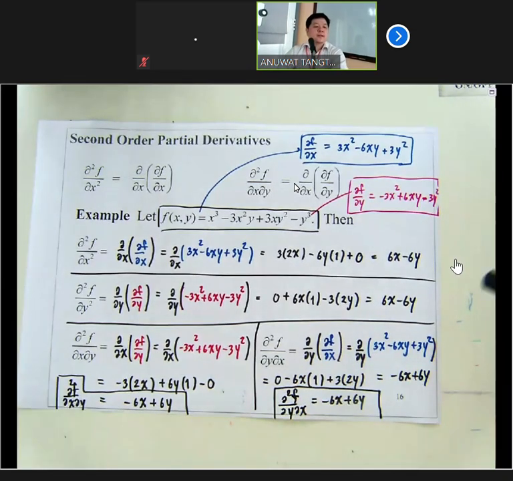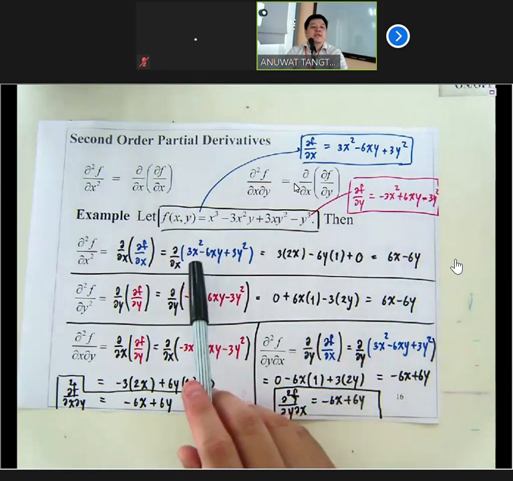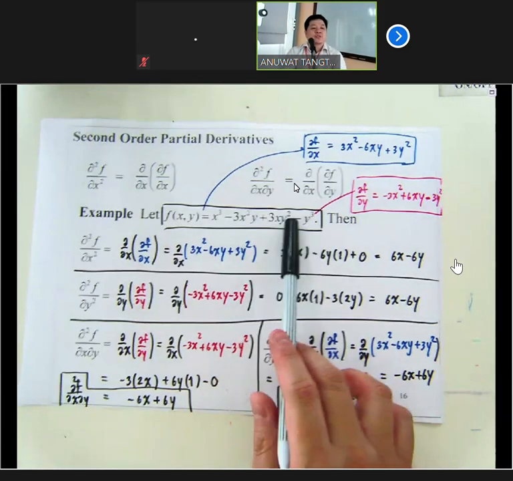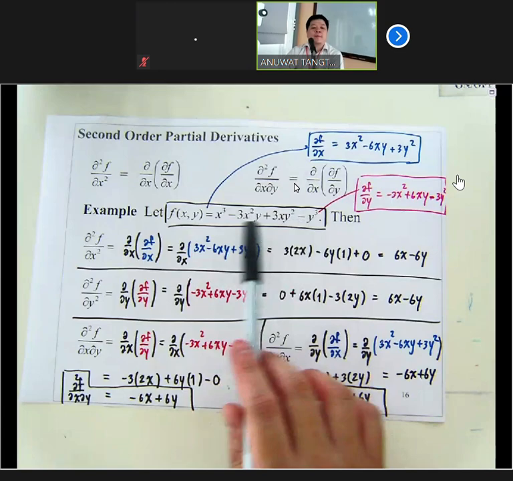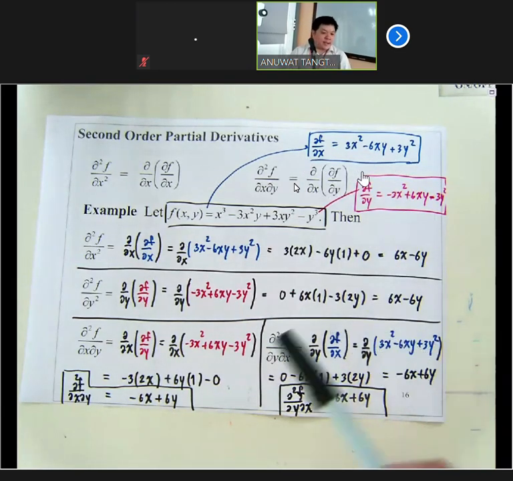So in this example, the functions are quite symmetric between x and y. That is why the second order derivatives come out to be the same. And the mixed partial derivatives come out to be the same as well.